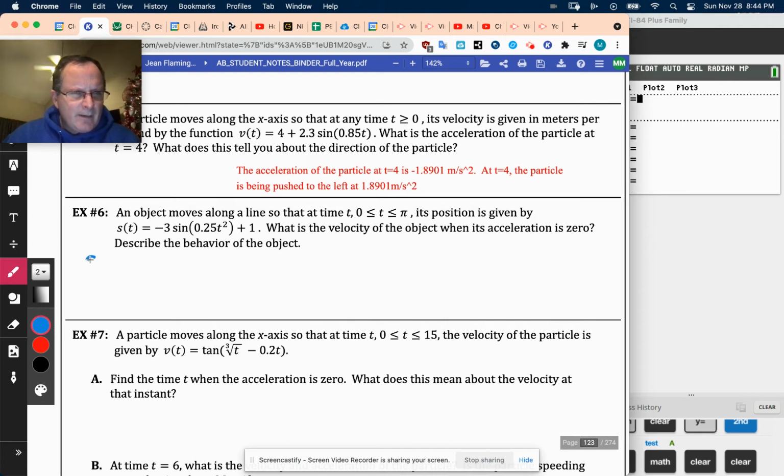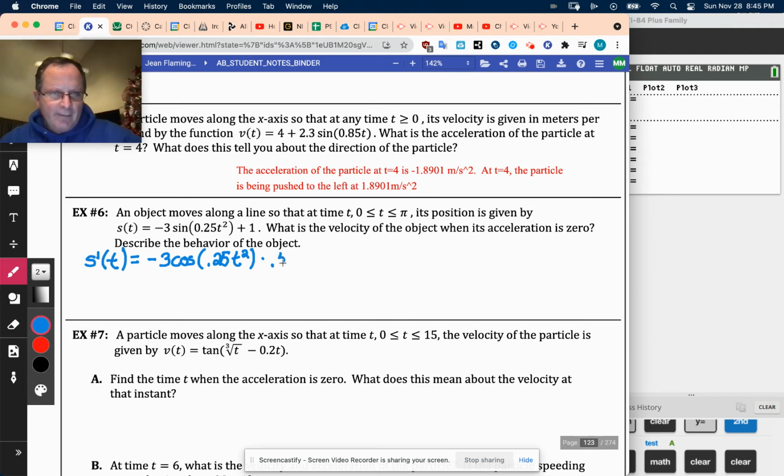So the first derivative is going to be -3, and the derivative of sine is cosine. So it's going to be -3 cosine, copy, chain rule. And so the derivative of the inside part here is going to be 2 of those. So that'll be a half, 0.5 t.